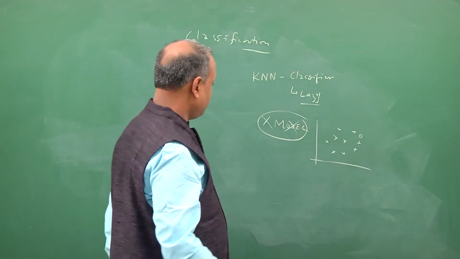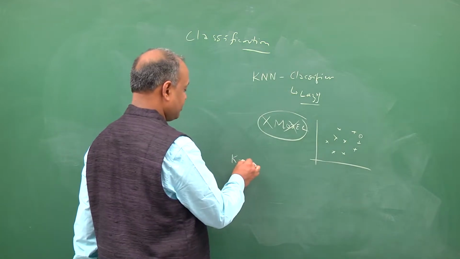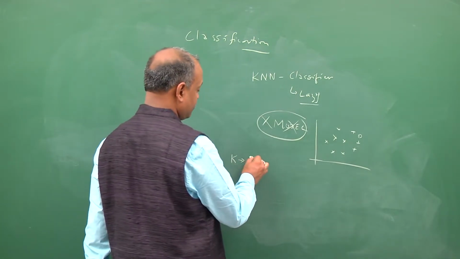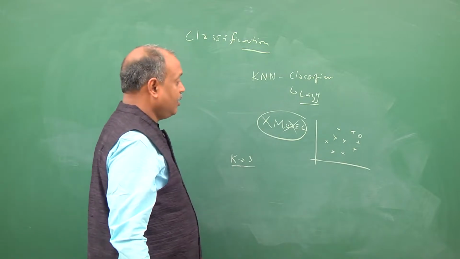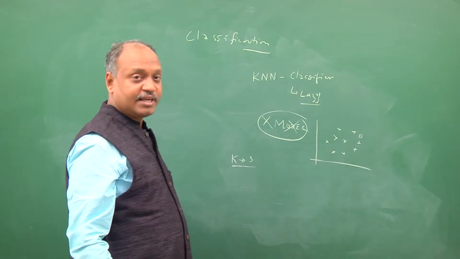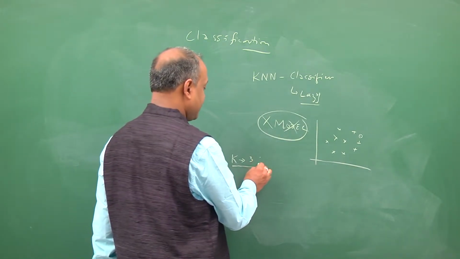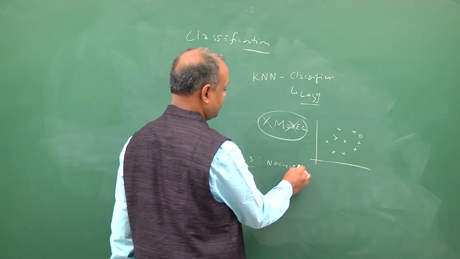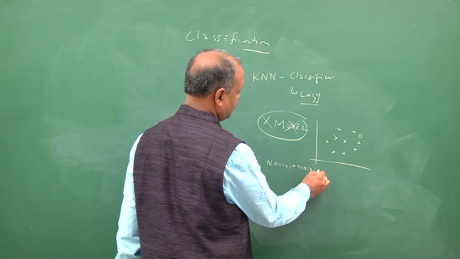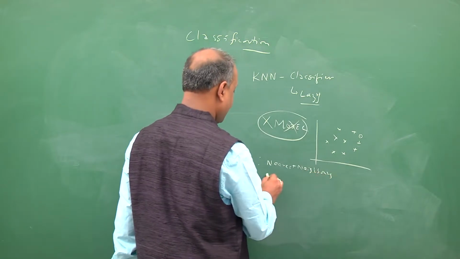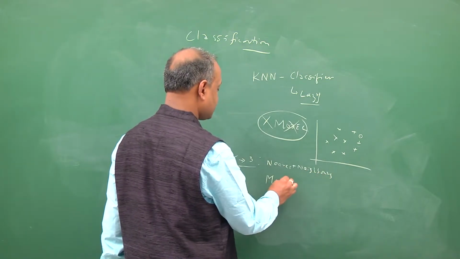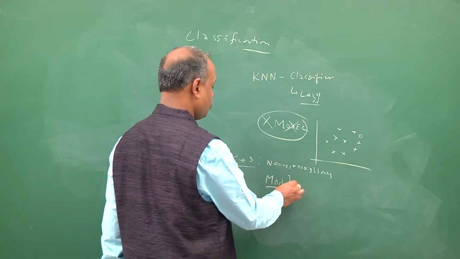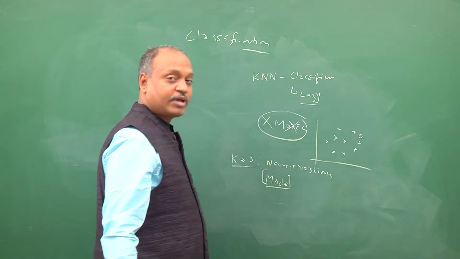What we do is, let us fix k. K is something you have to fix. Let's say k equal to 3. Then the KNN classifier says to look at its k nearest neighbors and take the mode of the class of its neighbors. Mode means whatever is occurring the maximum number of times.